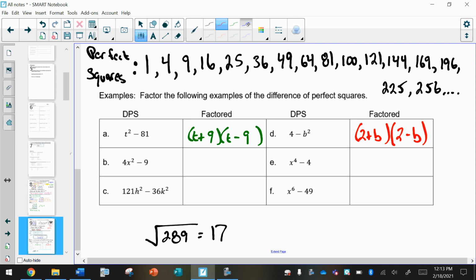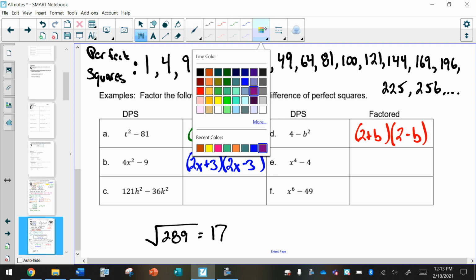When we start mixing numbers and variables together, you're just going to split each one equally between the two parentheses. So the square root of 4 is 2 and 2. Square root of x squared, that splits evenly into x and x. And then the 9 split perfectly into a plus 3 and a minus 3. So you just do it the same.